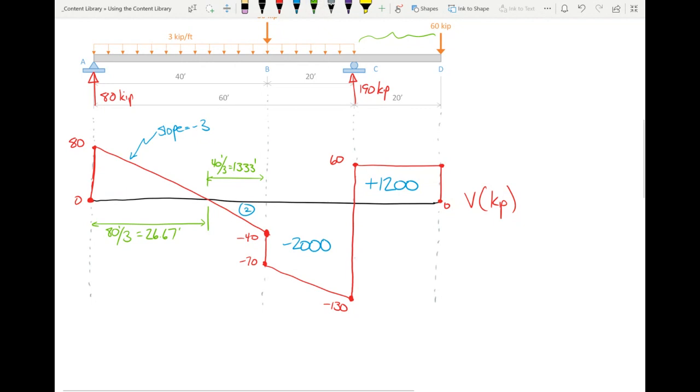Now, if that's the case, somebody tell me the area of this region. Somebody tell me region 1. What's the area of that going to be?